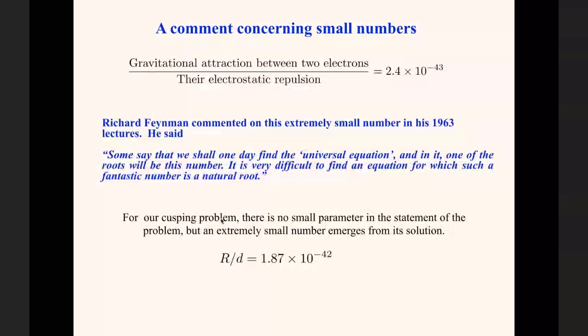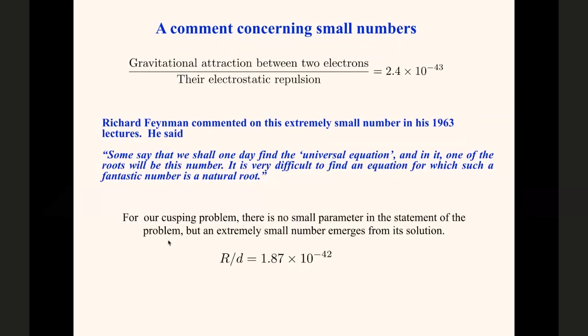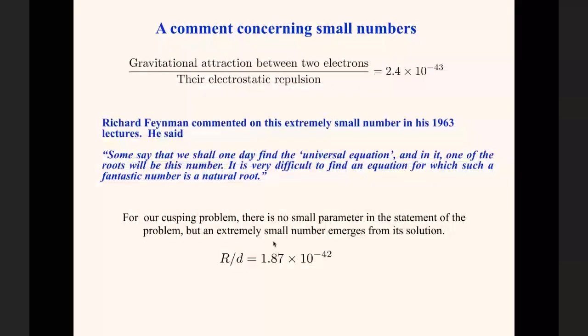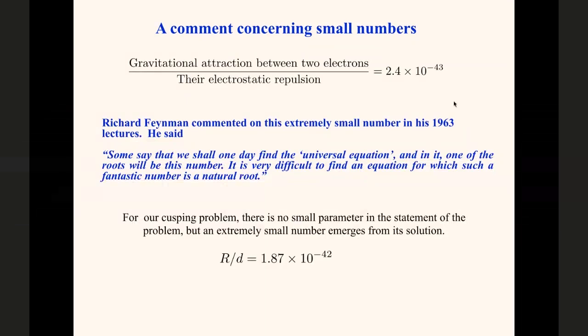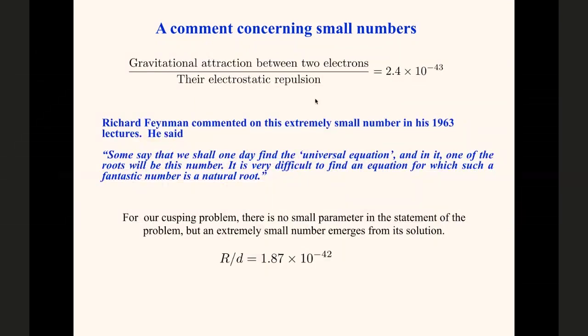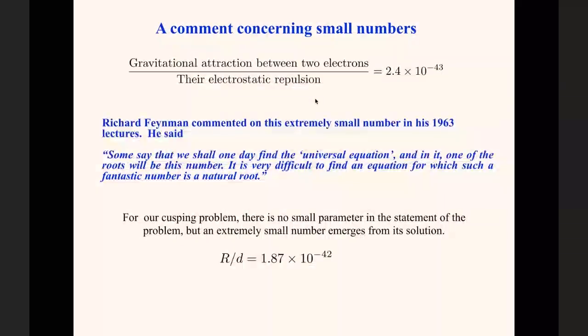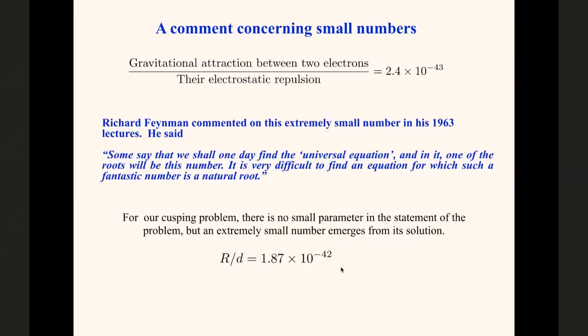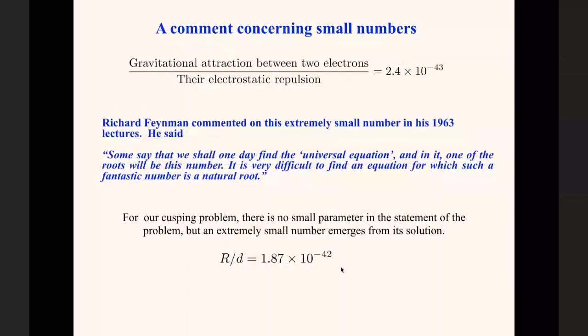Well, for our cusping problem, there's no small parameter in the statement of the problem, but an extremely small number emerges from its solution. So there is perhaps an indication that someday a number of this kind may emerge in theories of unified field theory. I'm not claiming that cusping has anything to do with unified field theory.